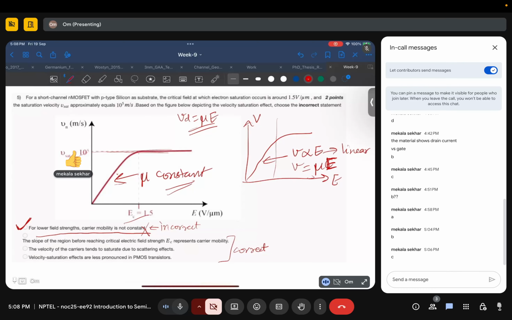Option C is correct itself. So this saturation happens because of scattering only. At very high electric field, there is optical phonon scattering due to which this saturation occurs.